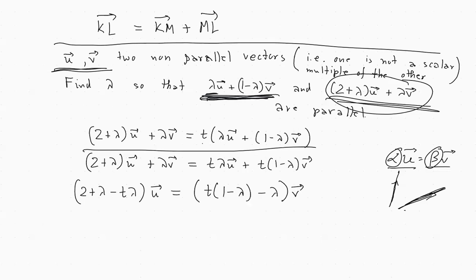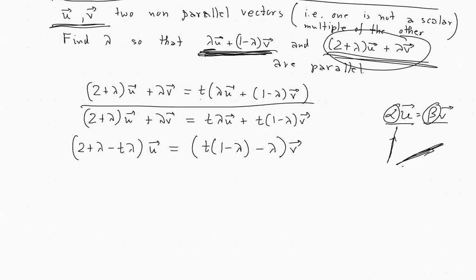And for the reason that we just explained, both of them have to be zero vectors. And the only way they can be zero vectors is if the numbers in front of them are zero. So we should have 2 + lambda - T lambda equal to zero, and T(1 - lambda) is equal to zero. And now we need to determine lambda. We need to focus our attention on lambda. Okay, so how can we solve this?